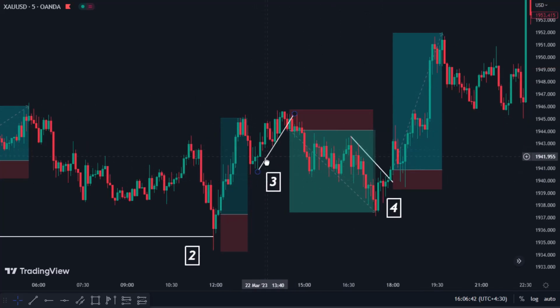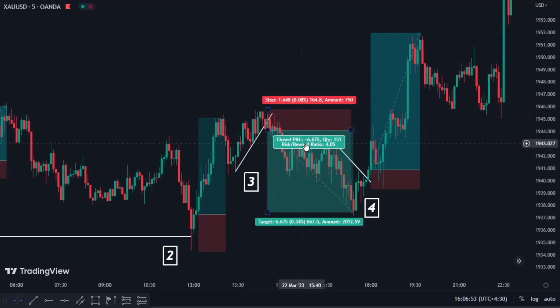On the third position, we did have this trend line with 1, 2, 3 touches. On the first time it was broken here, we had the chance to go for a sell position here, put our stop loss somewhere safe, and it gave us something around RR4 here.